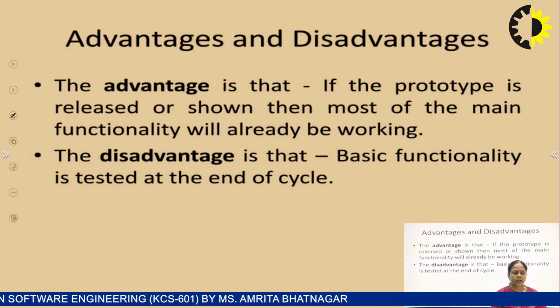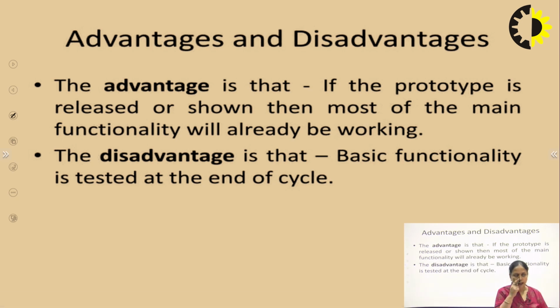Next is the advantage and disadvantage. The advantage is that if the prototype is released or shown, then most of the main functionality will already be working. And the disadvantage is that basic functionality is tested at the end of the cycle. So the advantage of top down is that main functionality can be tested first because we start from the top level, but some functionality will be checked in the last cycle of the testing.